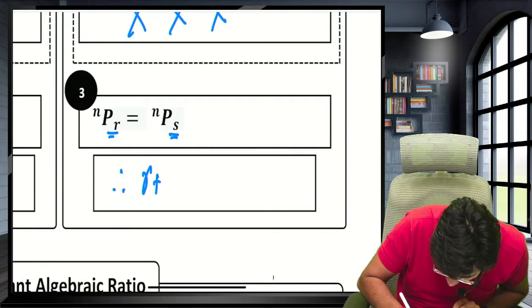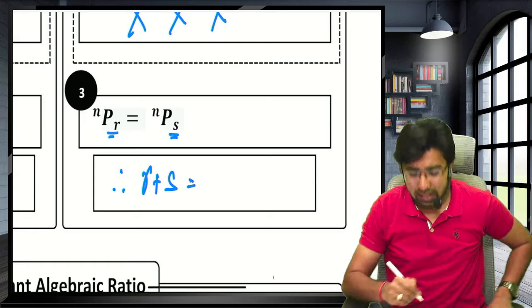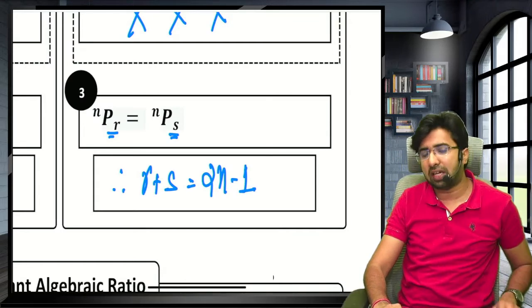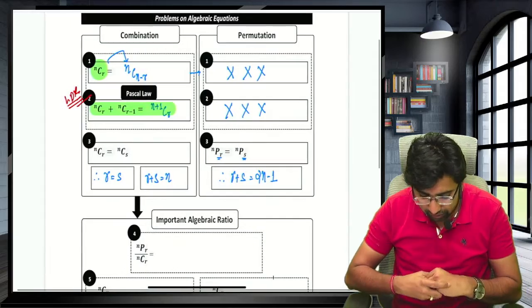Here R plus S will not be equal to N. It will be equal to 2N minus 1. It will be equal to 2N minus 1, guys. Guys, this is very important.